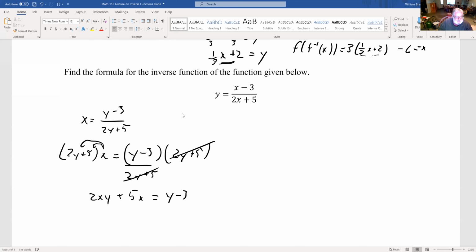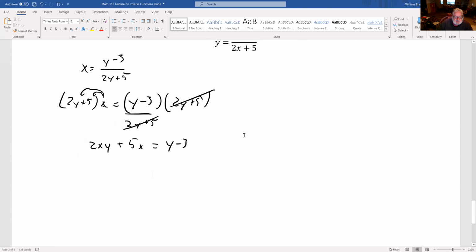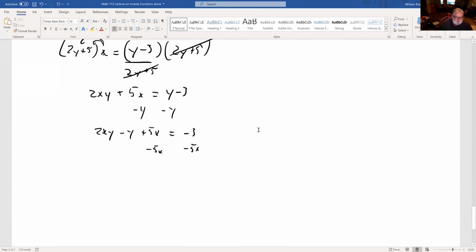So we multiply both sides by 2y plus 5. On the right side, the denominator is canceled out. The 2y plus 5, I can distribute the x to that, and I end up with this formula. I want to get all my y's on one side, and my x's on the other side. So I'm going to subtract a y from both sides. That gives me 2xy minus y plus 5x equals minus 3. And then I'll subtract a 5x from both sides, and that gives me 2xy minus y equals minus 3 minus 5x.